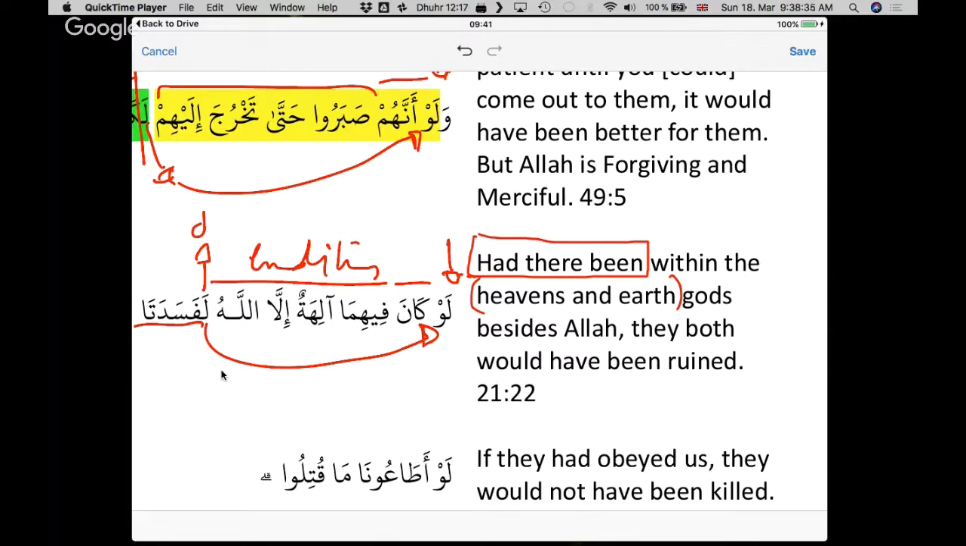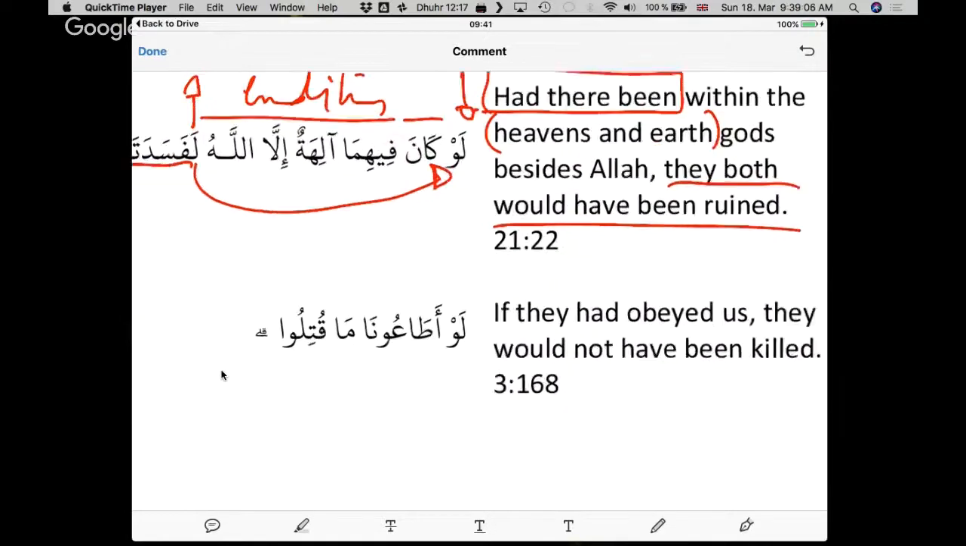Okay. And now this is a consequence to the condition. They both would have been ruined. But this is a condition that will never come true. It just will never come true, because it's an impossible condition. Okay, you see that? So law is usually connected with a lam somewhere in the sentence, in the ayah going forward, that indicates this is the beginning of the answer, the jawabul shart. Okay, and law indicates a shart which is an impossible shart, impossible condition.